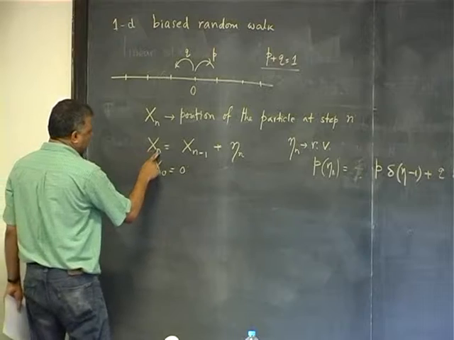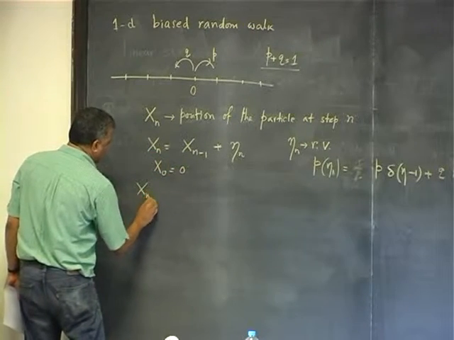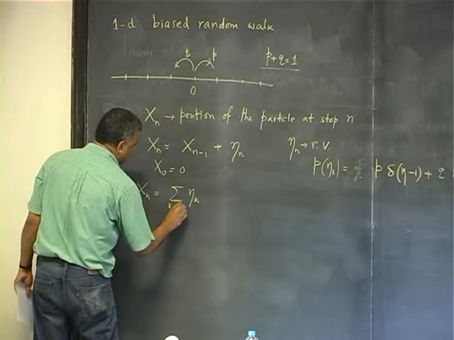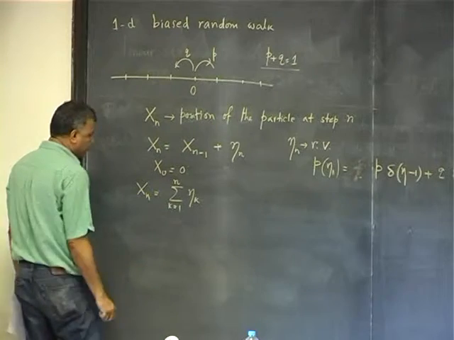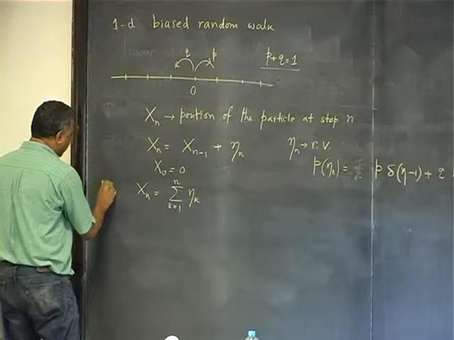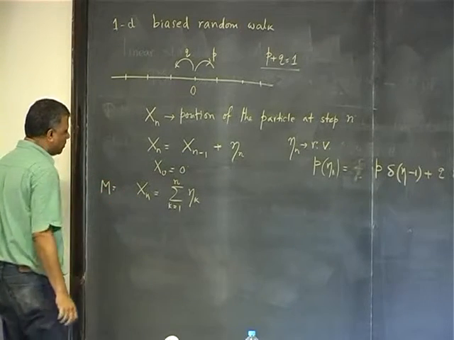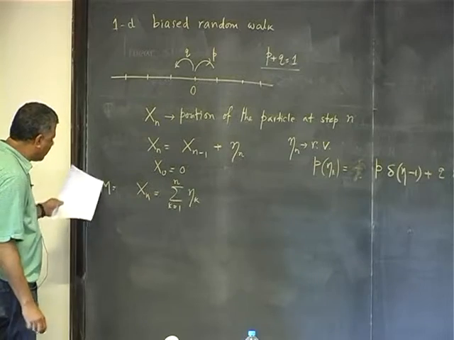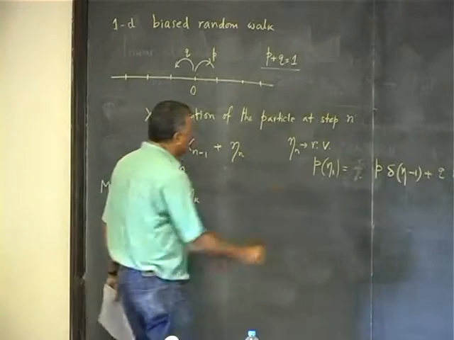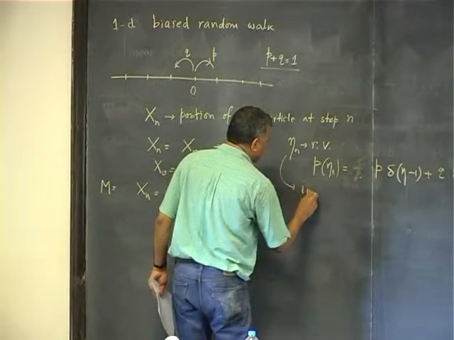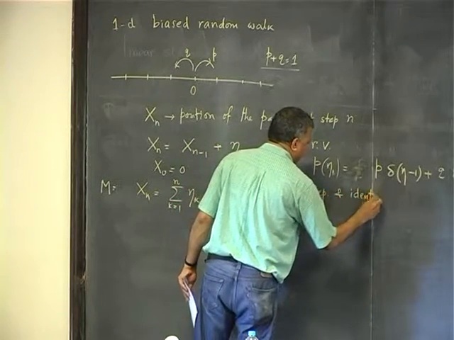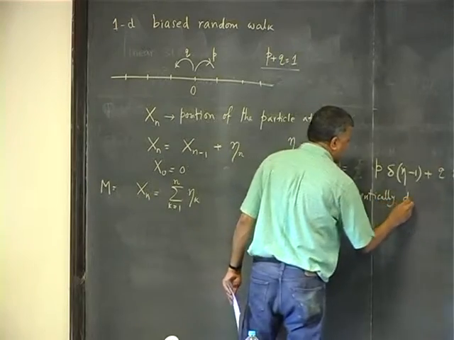So you immediately see that if you iterate this equation, you can write x_n as a sum over all eta_k, k going from 1 to n. Let me denote this by M in general. M means the position of the particle after the nth step. So M is a random variable, and it's a sum of independent random variables. These eta_i's are independent and identically distributed random variables. This is usually called IID.